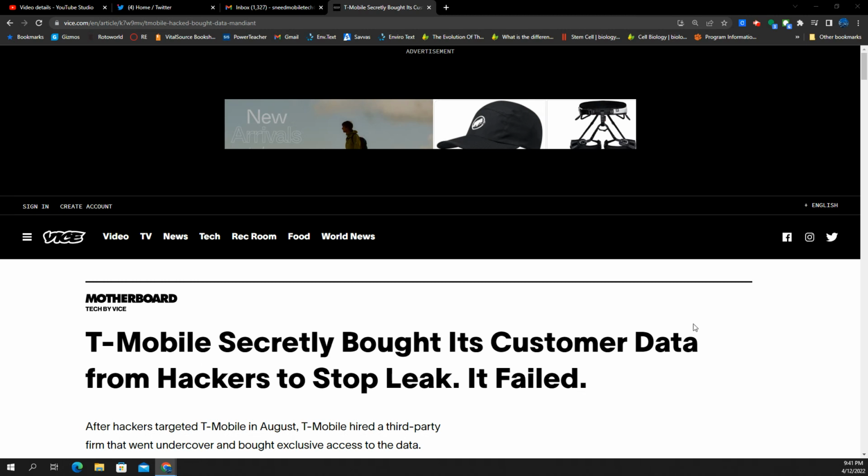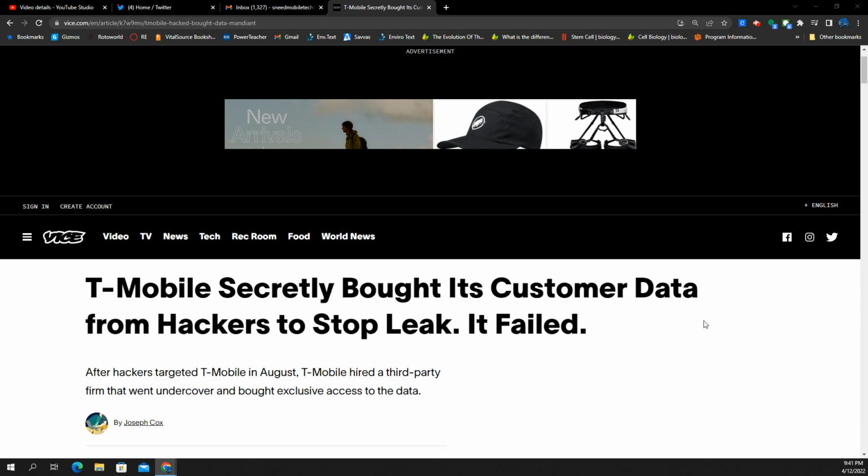Quite the interesting turn of events. This news is kind of, I don't know, the twists and turns of this story, the developments over the last couple of years with the several hacks and data breaches that have happened on the T-Mobile side. And it looks like another turn of the story. T-Mobile secretly bought its customer data from hackers to stop leak, and it failed.